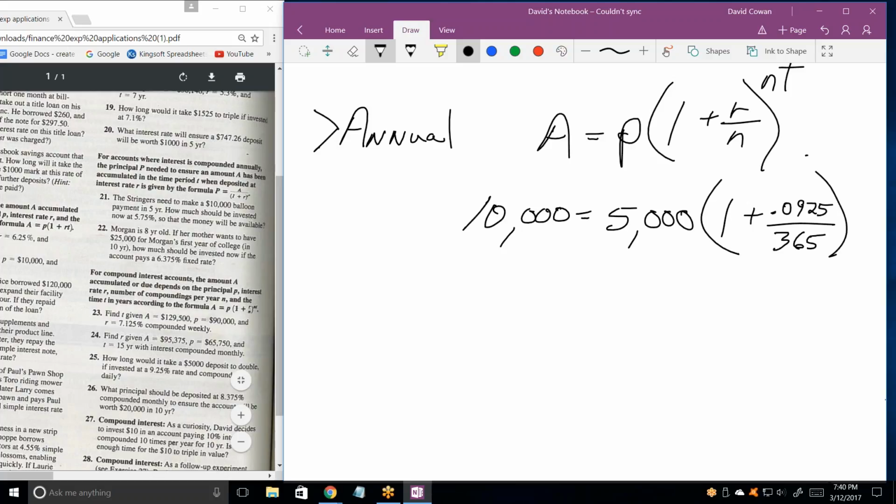Now, up here, n is still 365, but t is what we're solving for. In other words, they're asking us how long it will take you to double $5,000 at this pretty high interest rate. Well, if I'm solving for t, I know I've got to use logs. Okay. Because the variable is in the exponent. So the first thing I want to do is get rid of the leading 5,000.